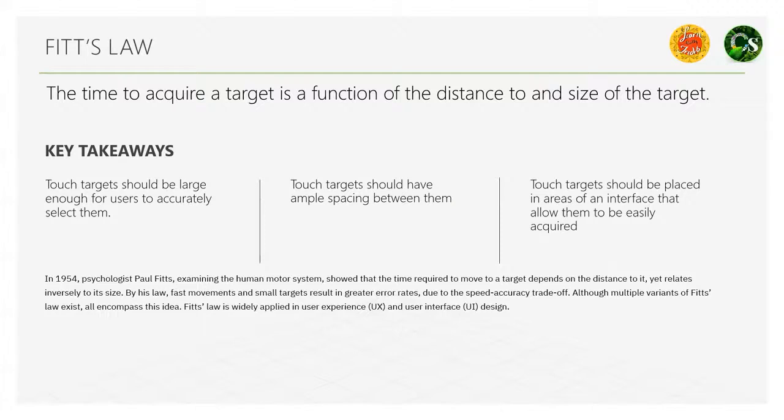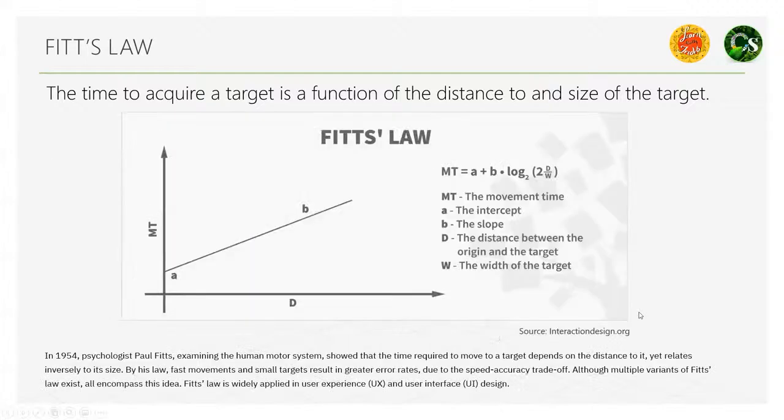Buttons, when kept very close to the last element of the form field, have a better clickable or touch rate. This particular diagram is quite complicated at first. I don't want to complicate your life that way, so let us understand this diagram in a very easy way. On the y-axis, we have the movement time, how much time it takes, and on the x-axis we have the distance between the origin where your movement starts and the target.